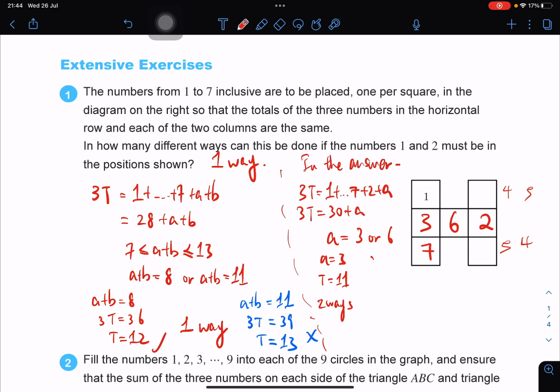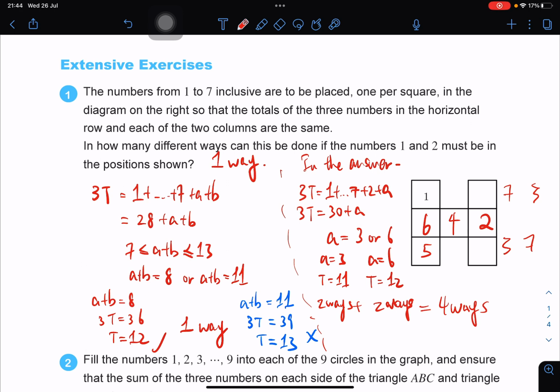All right, and if A is equal to 6, we can see that now this is going to be 6, which means that T is equal to 12 in that case. So 1 adding 6 is 7, this is going to be a 5. 6 adding 2 is 8, this is going to be a 4, and then the remaining two boxes are either 7, 3 or 3, 7, which means that again there are two ways. So 2 ways adding 2 ways is going to be 4 ways. That's how you get it in the answer.